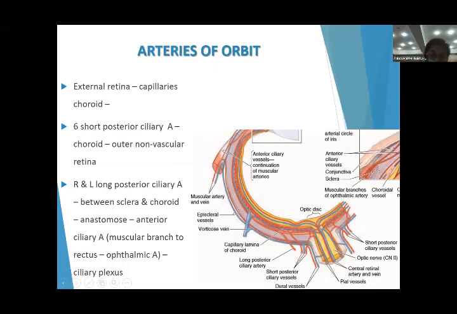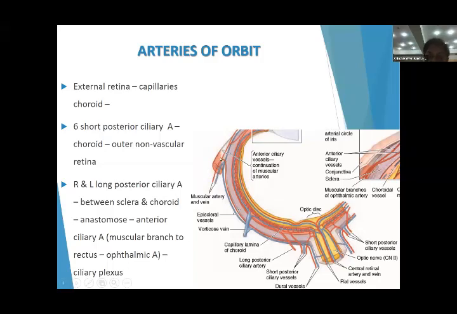मैं फिर रिपीट कर देती हूँ। ये लॉन्ग पोस्टीरियर सिलियरी है, which is lying between the sclera and the choroid. It runs forwards, anastomoses with the anterior ciliary. Anterior ciliary बताती हूँ, ये मसल्स हैं of the extraocular muscles, इनको सप्लाई करती है ophthalmic artery.